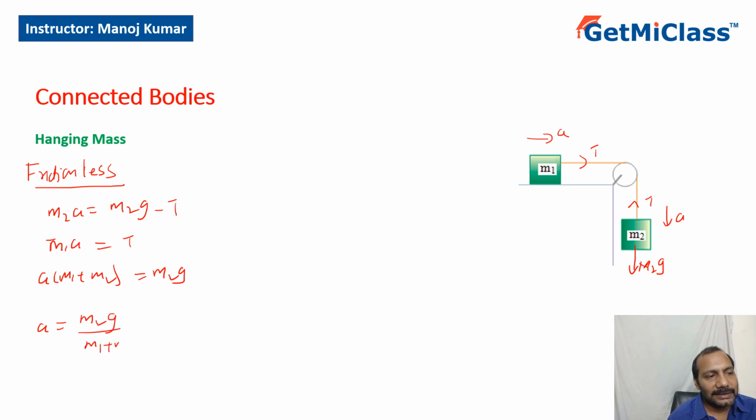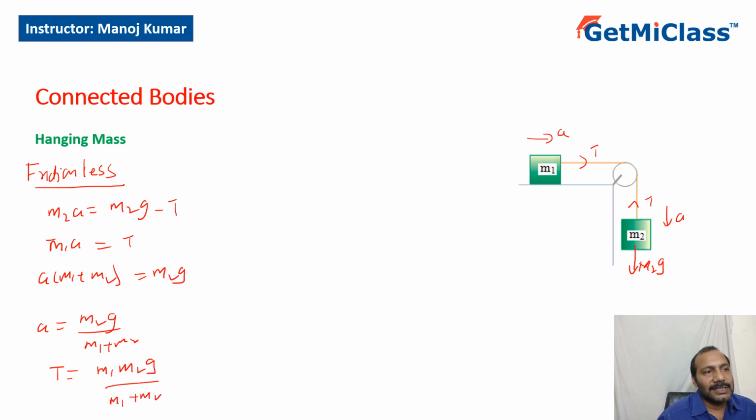Now this is the normal way in which we can do it. Otherwise, if I want to directly write down the expression for acceleration, I can divide the net force, M2G, by the total mass, M1 plus M2. I can get it that way also. So if I want to find tension, tension equal to how much? M1 into A. So tension equal to M1 M2G by M1 plus M2.